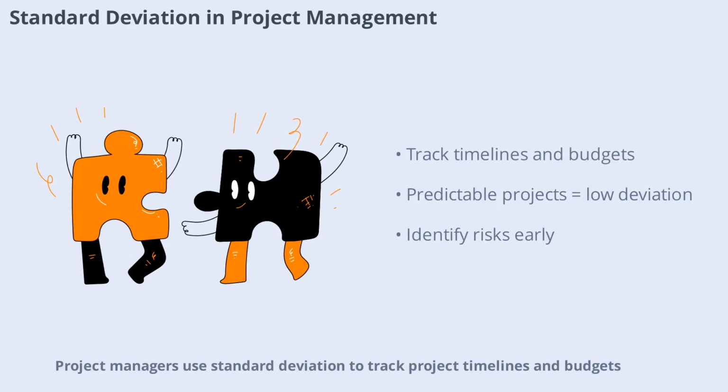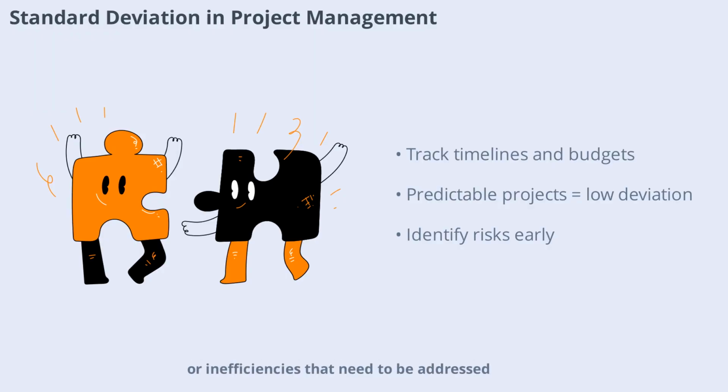Project managers use standard deviation to track project timelines and budgets. A low standard deviation in completion times or costs indicates that projects are predictable and well managed. High standard deviation might signal risks or inefficiencies that need to be addressed.